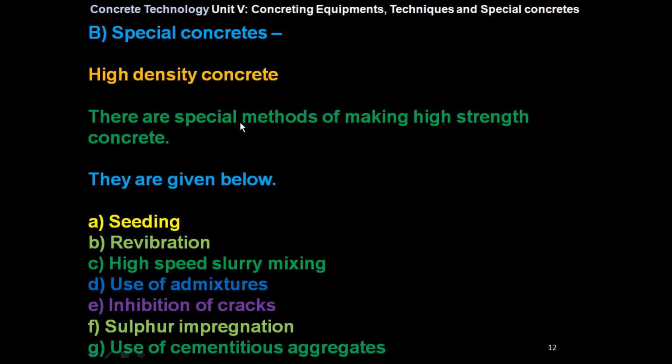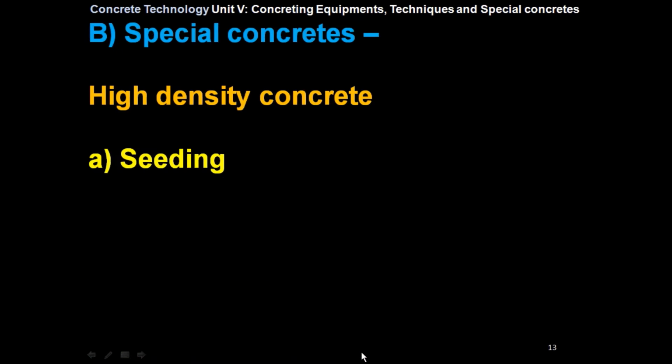There are special methods of making high strength concrete. They are given below. First is seeding, second is revibration, third is high speed slurry mixing, fourth is use of admixtures, fifth is inhibition of cracks, sixth is sulfur impregnation, seventh is use of spherical aggregates. Now first we will see the seeding.